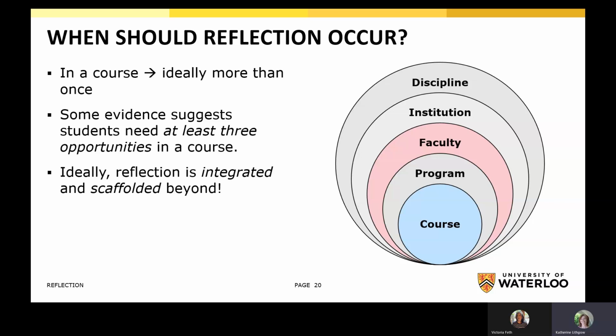And again, it should be integrated and scaffolded, not just in your course, but they should be seeing it in the program as well. There's evidence that says that reflective thinking in higher education tends to be very superficial unless it's approached in a consistent and systematic way. And these deep reflective skills can be taught, but again, they require development and practice over time. So not just in your course, but throughout the program.